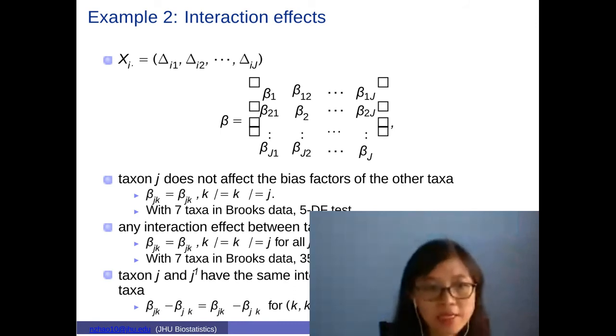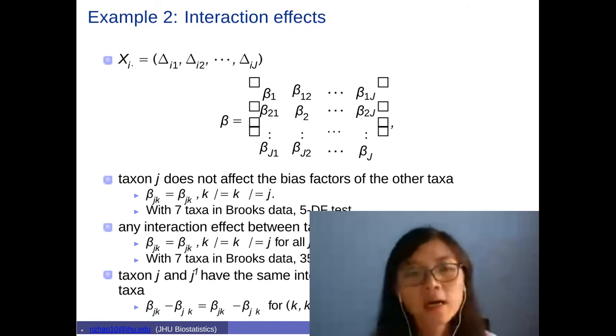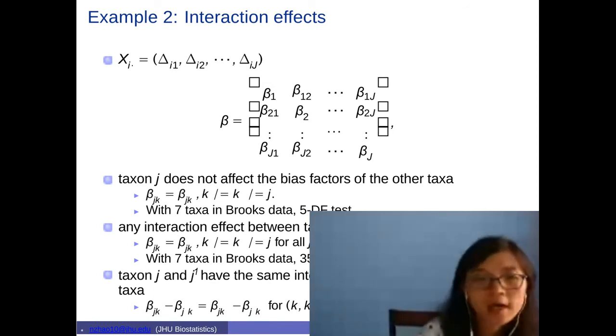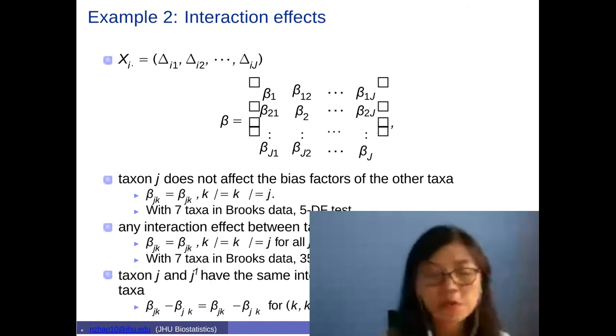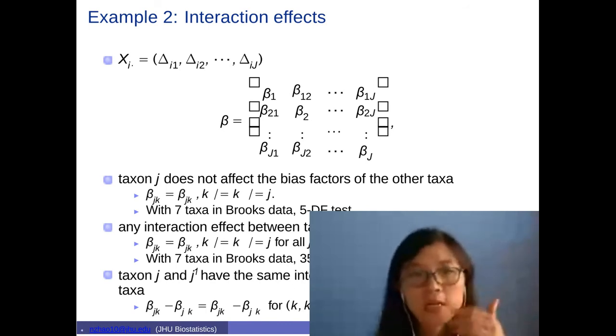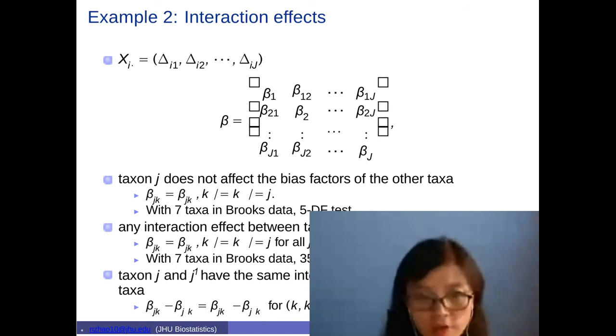And there are some other examples for this as well. If we want to test whether there's any interaction between the taxa, which is to test whether beta jk equals beta jk prime for all j, k, and k prime with 7 taxa in the Brooks data, this entails a 35 degrees of freedom test, which essentially says that we have 35 equations that we want to test for this system.